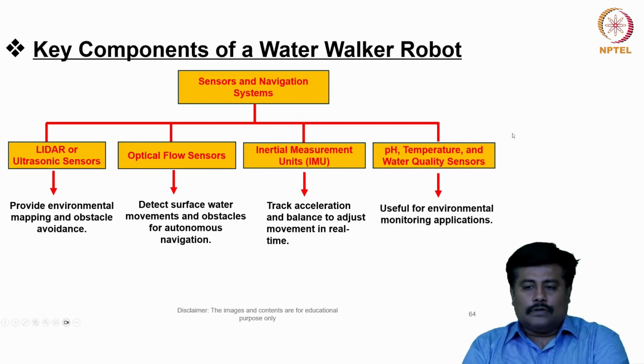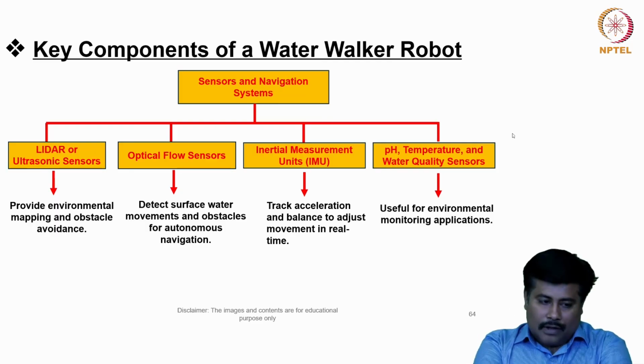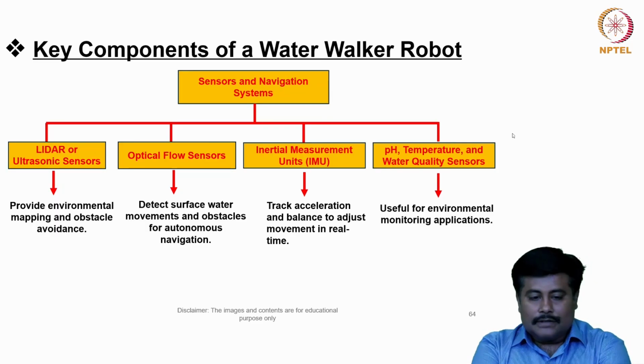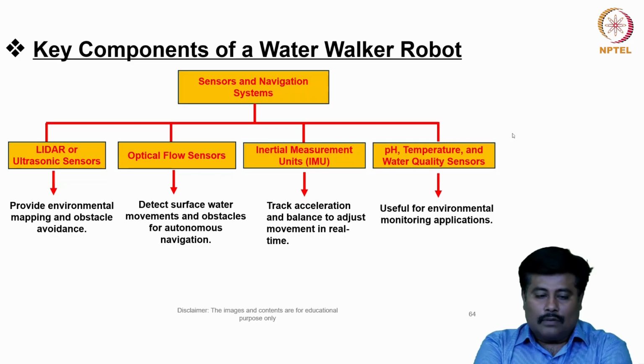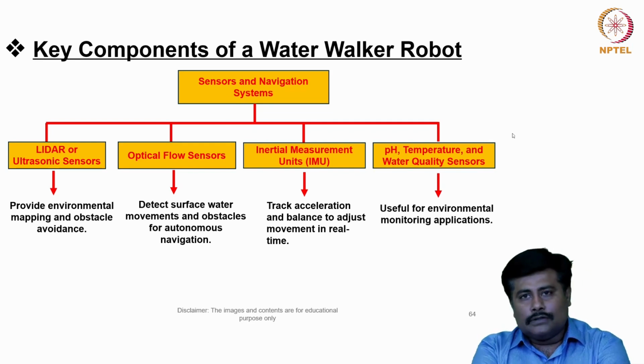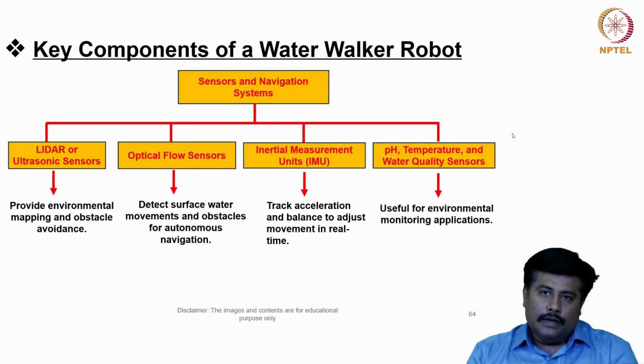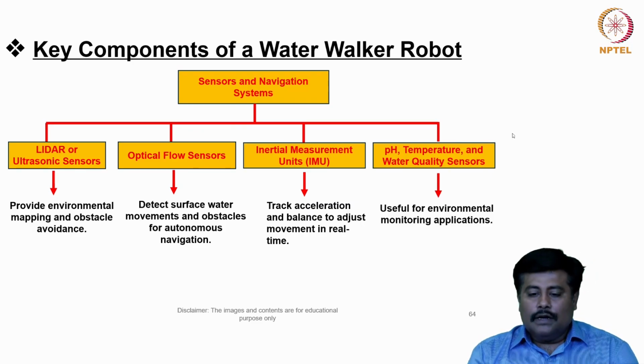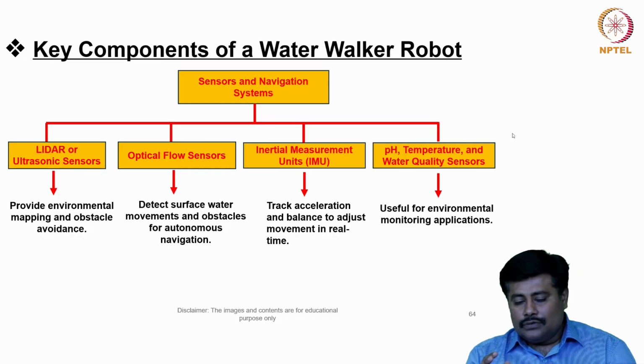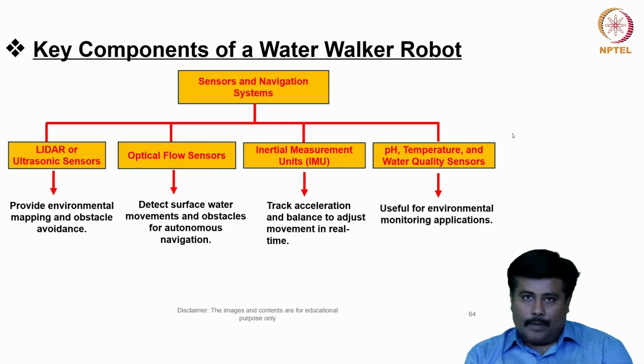Some of the other key components of these water walker robots are the sensor and navigation systems. These include a LiDAR or ultrasonic sensor, optical flow sensor, inertial measurement unit, and pH, temperature, and water quality sensors. The LiDAR or ultrasonic sensor provides environmental mapping and obstacle avoidance. The optical flow sensor is used to detect surface water movement and obstacles for autonomous navigation. Inertial measurement units are used for tracking acceleration and for balancing, to adjust the movement in a real-time environment.